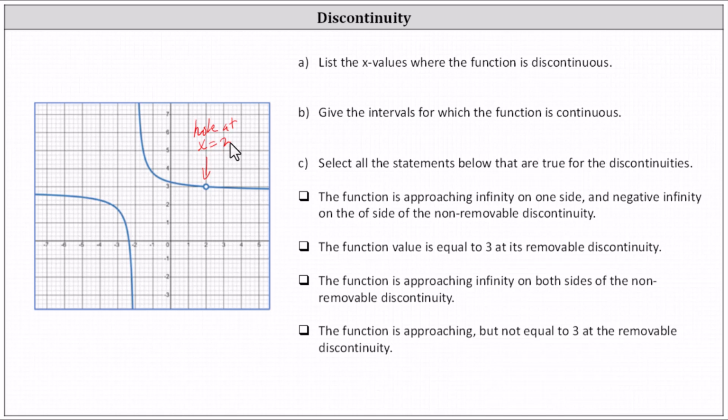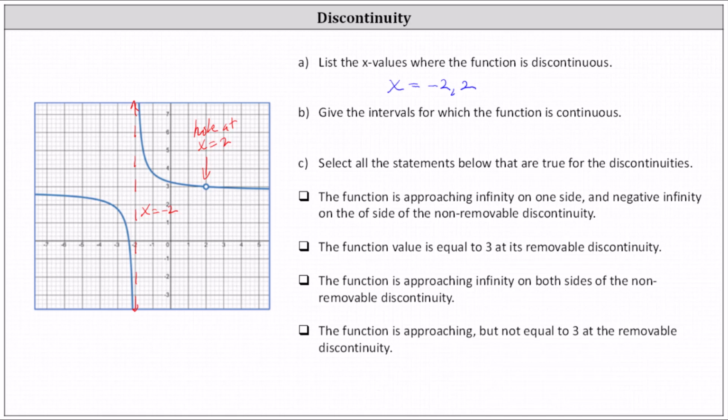And then also notice we have a break in the graph at x equals -2, where we have a vertical asymptote. This is non-removable discontinuity. Everywhere else the function is continuous. For part A, the x values where the function is discontinuous are x equals -2 as well as x equals 2. Part B, we're asked to give the intervals for which the function is continuous using interval notation.